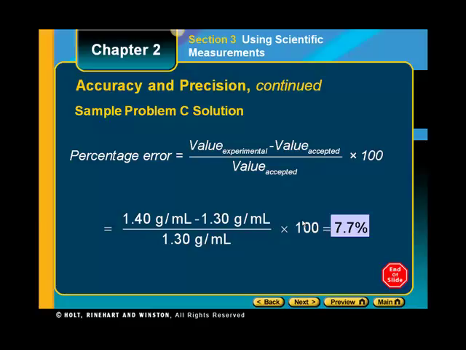Notice that the percent error is a positive number. What does that tell you if it's positive? You're over. You went over the expected, right? What if it was negative? Then you were under the expected, right? In this class, you will most likely have a negative percent error. You will most likely be under what the expected value is. Why do you think most of the time you'll be under?